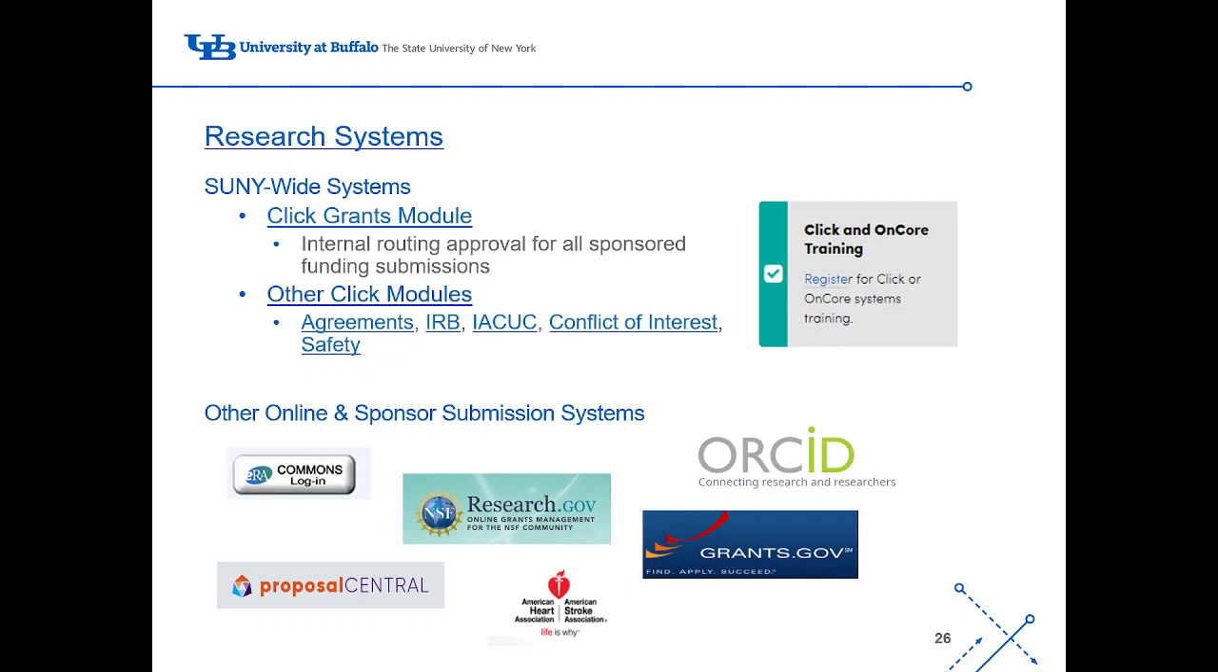It is also important that PIs become familiar with those applications used by sponsors for proposal application submission, such as grants.gov, which is the primary submission system for NIH proposals, and research.gov, which is used for NSF proposal submissions. Other systems, like ERA Commons and ORCID, allow researchers to connect their administrative information and publications to these submission systems. More information on each of these systems can be found at the links embedded in this slide.